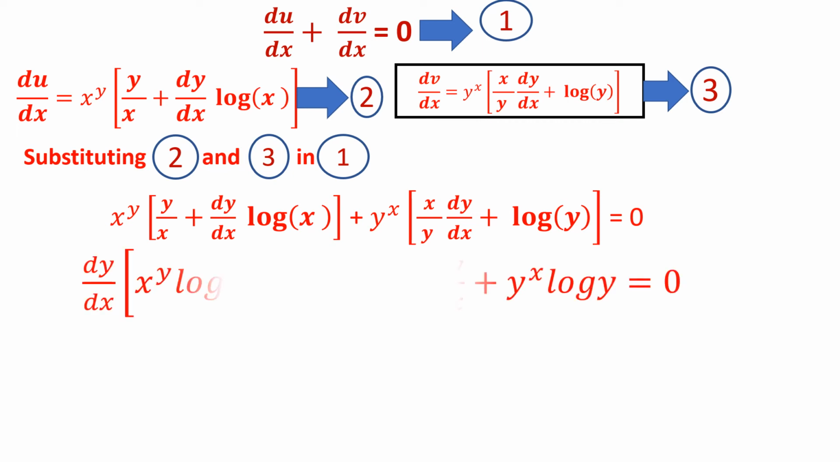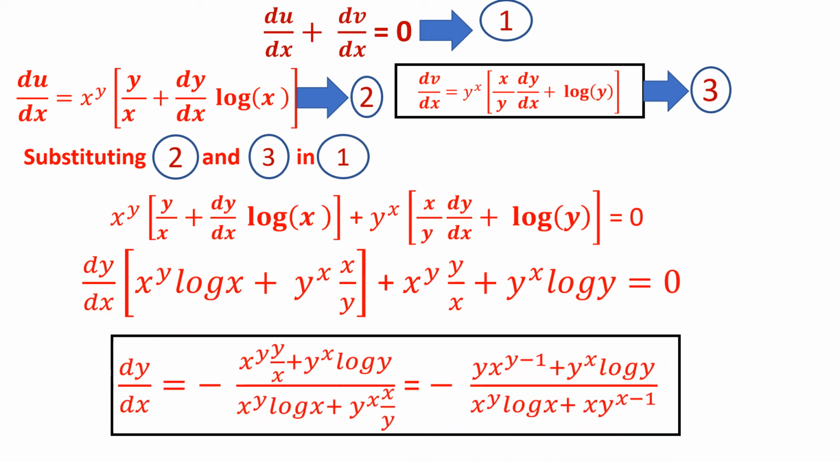We want dy by dx. Let us collect dy by dx multiplied by x power y log x from the first term, y power x into x by y from the second term. The terms not containing dy by dx are x power y into y by x, y power x into log y. You can push these to the right hand side. It will become minus of (x power y into y by x plus y power x into log y) upon (x power y log x plus y power x into x by y).